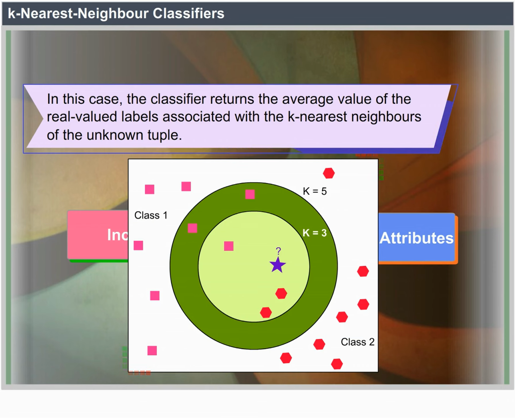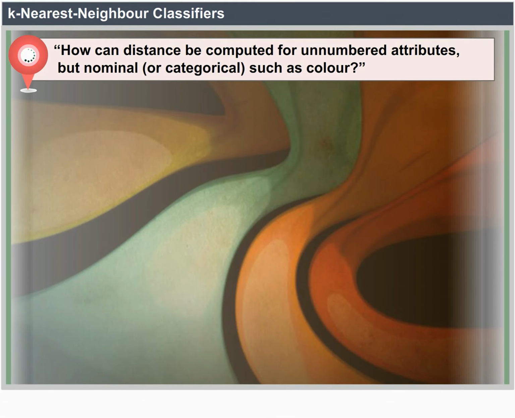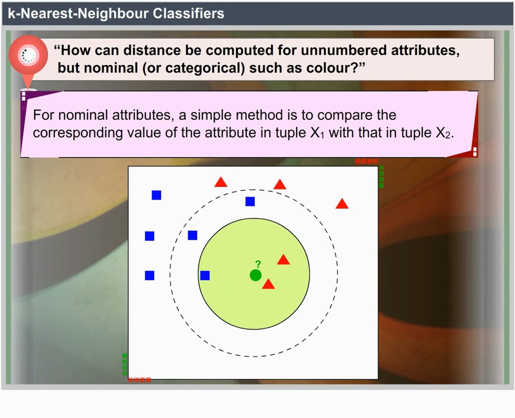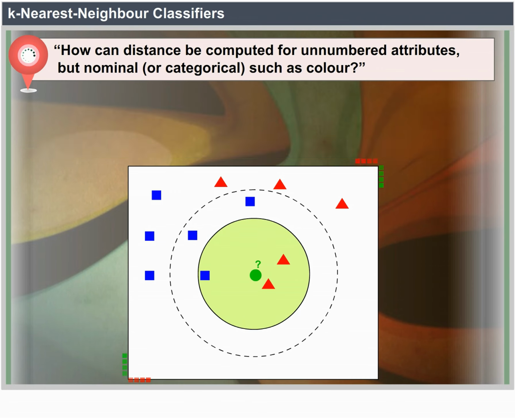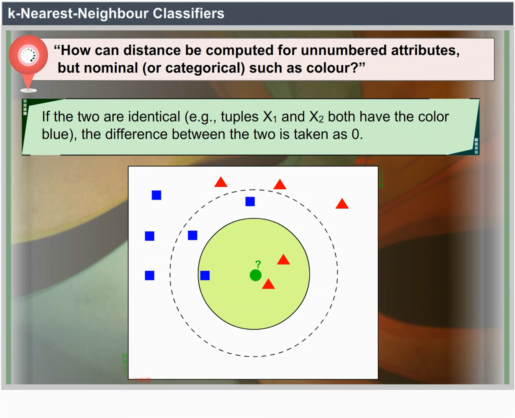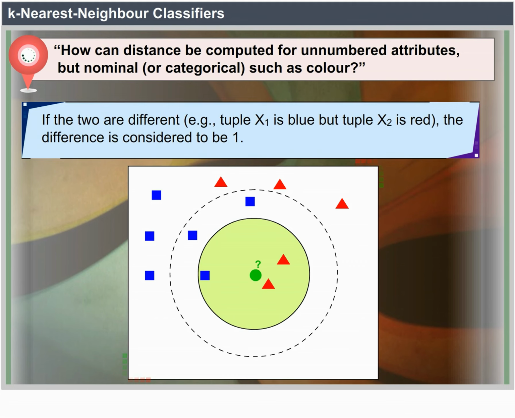But how can distance be computed for attributes that are not numeric but nominal or categorical, such as color? For nominal attributes, a simple method is to compare the corresponding value of the attribute in tuple x1 with that in tuple x2. If the two are identical, for example, tuples x1 and x2 both have the color blue, then the difference between the two is taken as 0. If the two are different, for example, tuple x1 is blue but tuple x2 is red, then the difference is considered to be 1.